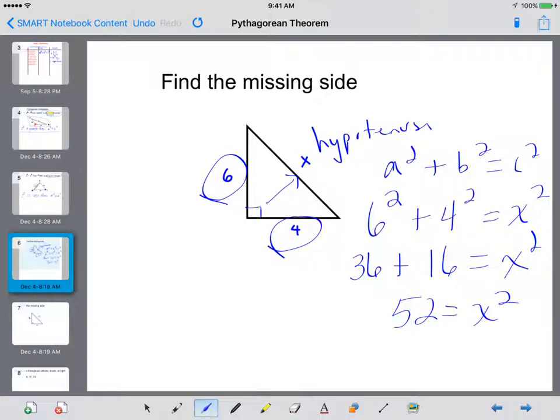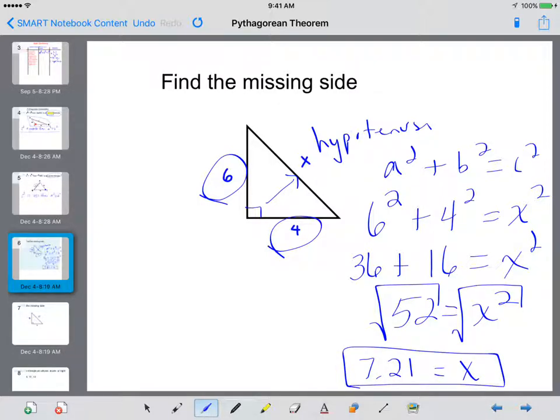And now to solve this for x, we need to take the square root of both sides. In our calculators, you're going to take the square root of 52, and you're going to notice it's going to give you a decimal. Well, we're going to round it to 2 decimal places and state that this is 7.21, which makes sense because the hypotenuse is always the longest side, and 7.21 is bigger than 6 as well as 4.